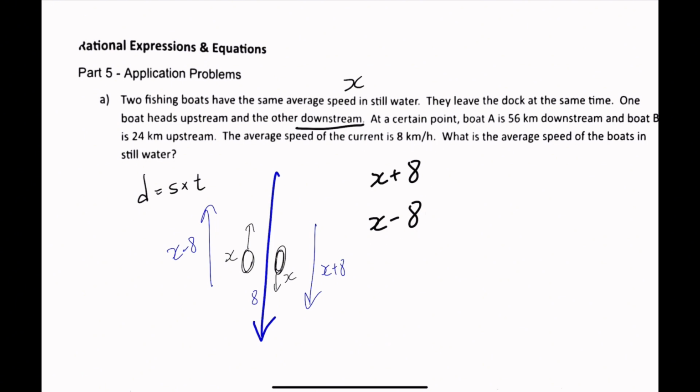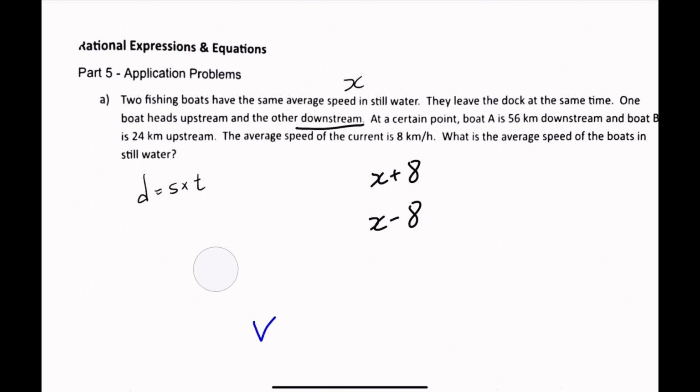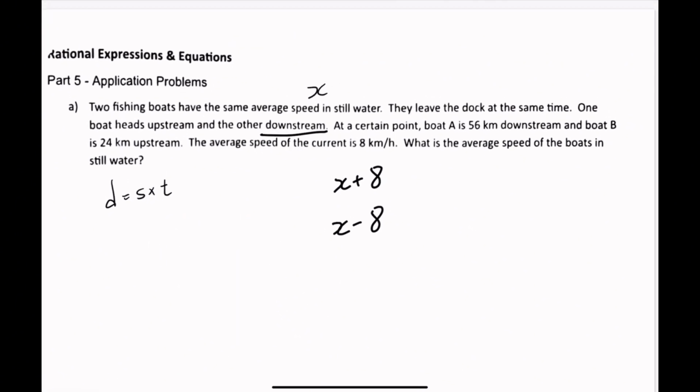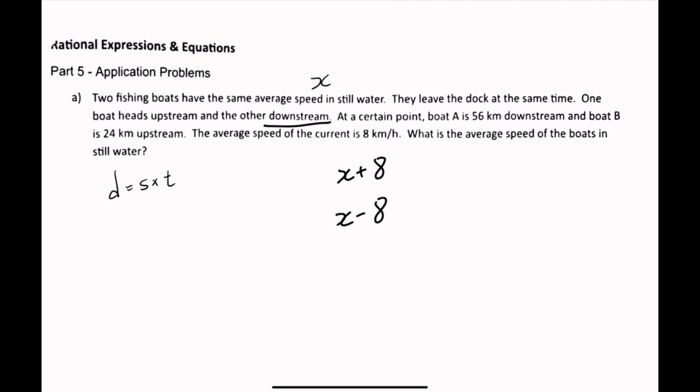And then at a certain point, boat A is 56 kilometers downstream and boat B is 24 kilometers upstream. So what this is telling us is that when a certain time has passed, boat A is 56 kilometers downstream and boat B is 24 kilometers upstream. So this is the speed, and the distance is 56 kilometers, right? And if this is the speed, then the distance is going to be 24 kilometers. And this was all done in the same time because this is at a certain point in time, right?